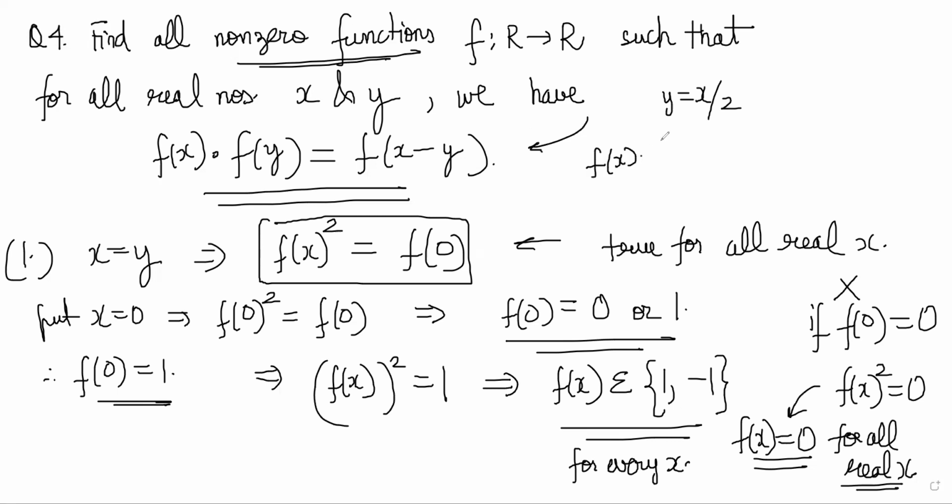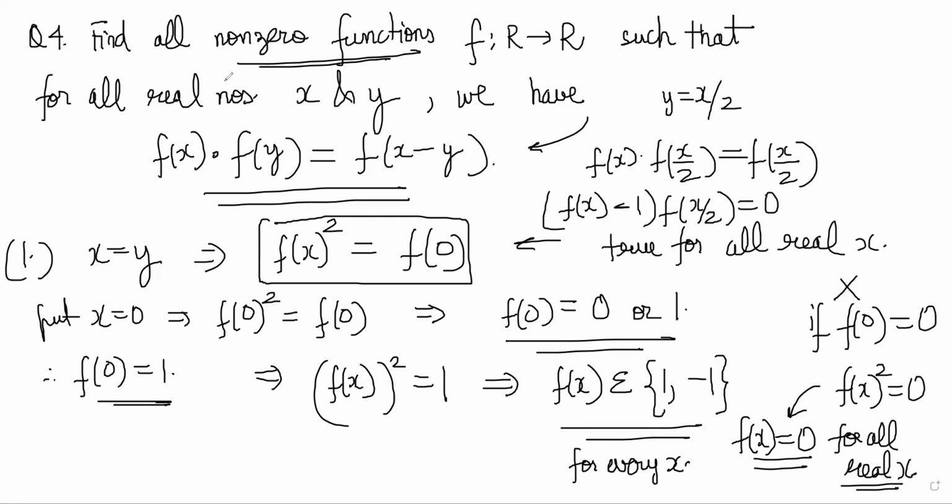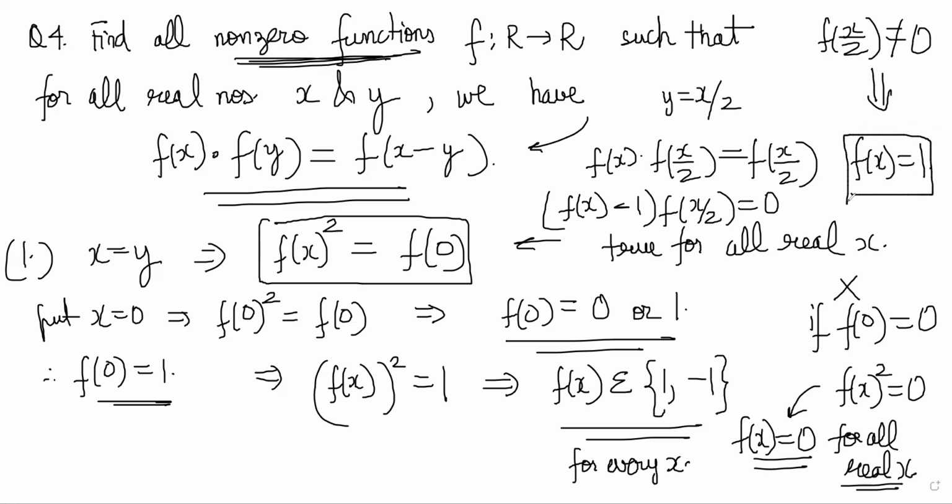You will get f of x into f of x by 2 is equal to f of x by 2. And we'll be able to take it on one side and say f of x minus 1 multiplied by f of x by 2 is equal to 0. But we know that the functions are non-zero. So f of x by 2 is not equal to 0, which implies that f of x is equal to 1. So the only function that satisfies this functional equation is f of x equal to 1, right?